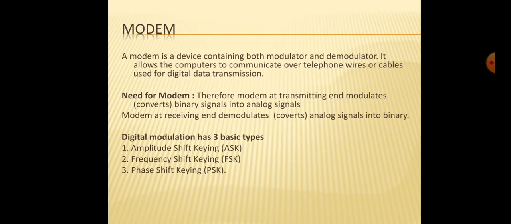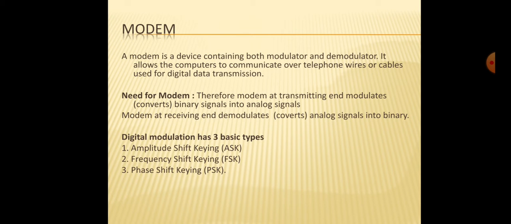Then next we will be seeing about the modem. So modem is what? Modem is nothing but a device containing both modulator and demodulator. It allows computers to communicate over the telephone wires or cables. Okay. Then next, why is it needed? Because at transmitting end it modulates, that is it will convert binary signal into analog signal, and at the receiving end it will demodulate, that is it will convert analog signal into binary signal. That's why it is needed.